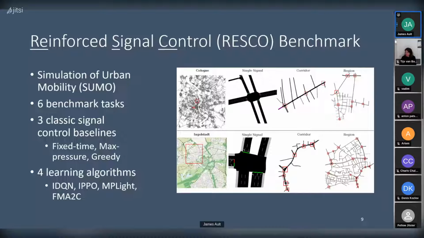So for comparison, we included 3 baseline signal controllers: fixed time, max pressure, and greedy. And greedy just takes the action with the highest vehicle count. In addition to the 2 state-of-the-art mentioned before, 2 independent decentralized algorithms have also been included, independent DQN and PPO. And further, we validated the implementations of MP-Lite and FMA2C, the state-of-the-art algorithms, on scenarios similar to those presented in their publications, and found that the results were similar to what they published. So we're confident that the implementations are correct.